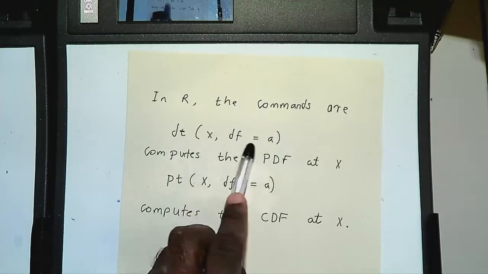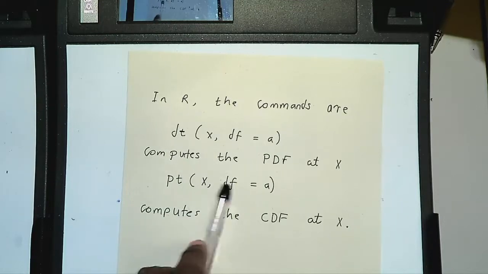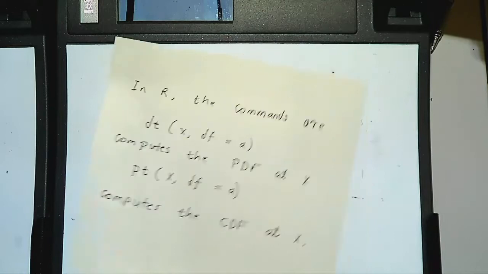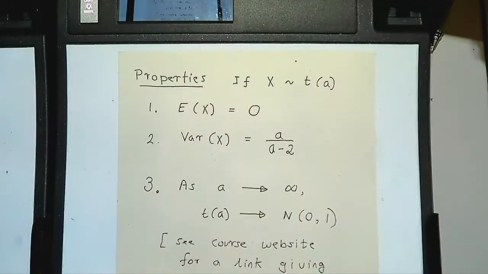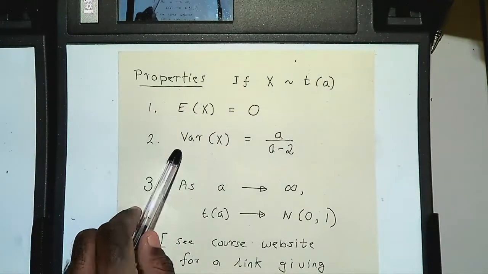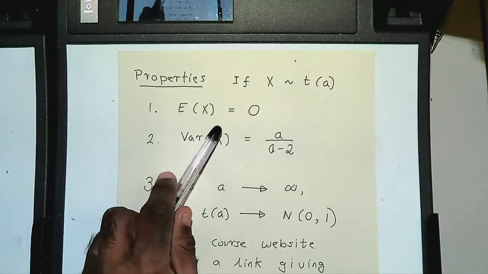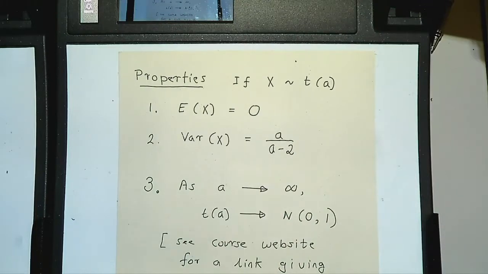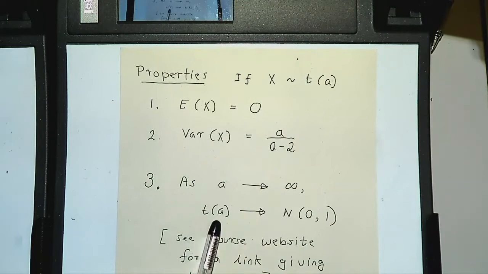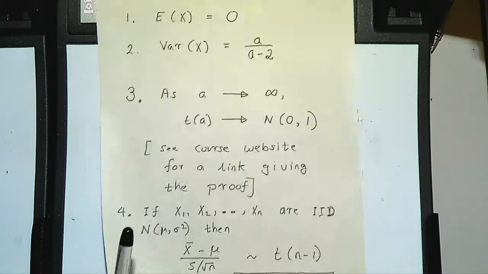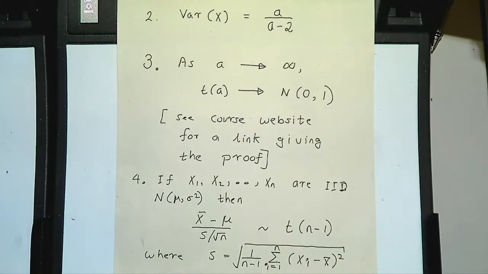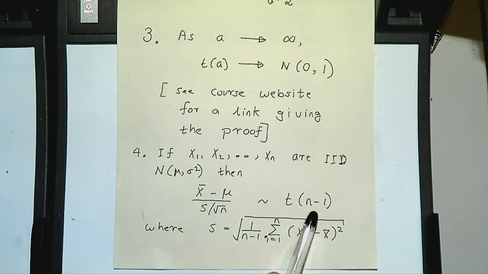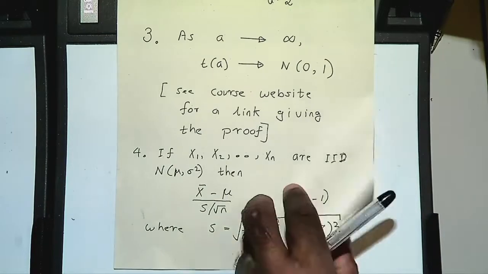So this is the command for computing the density. This is the command for computing the CDF, right? And these are some properties of a t distribution. The first is the expectation equals 0. The second is the variance is given by this formula. The third is as A approaches infinity, the t distribution approaches the standard normal variable. And the fourth is that if you have a random sample from a normal distribution, then this quantity here has a t distribution with n-1 degrees of freedom.